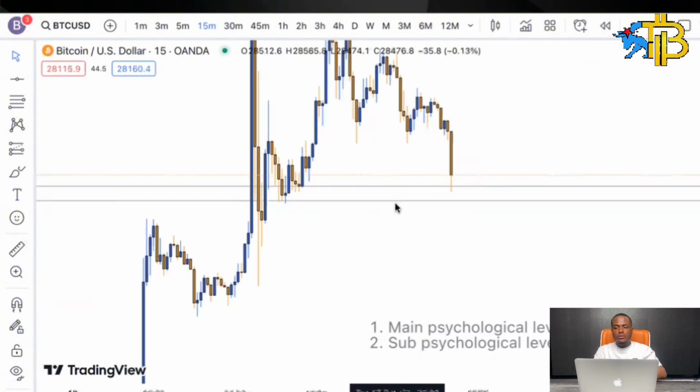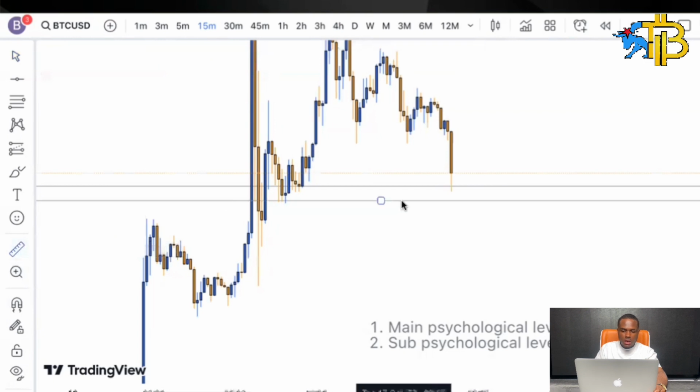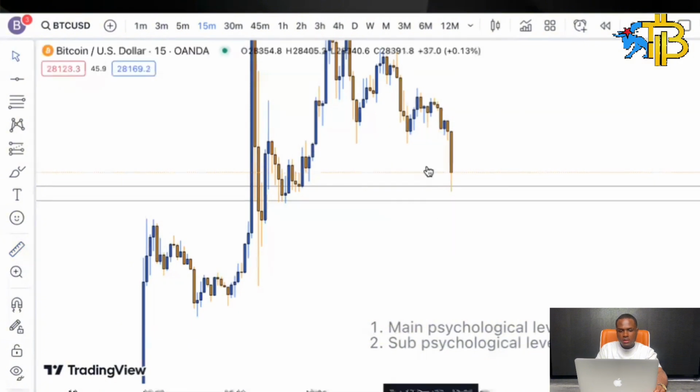If you want to know whether you're correct, you have to make sure that the difference between the sub-psychological level and the main psychological level is 50 pips. If you want to check it, you come to the left-hand side, click on your measure ruler, and place it from here to where it's set. So it's approximately 50 pips. This is how to measure and how to know your psychological levels. I can go on and on to show you how this is plotted.